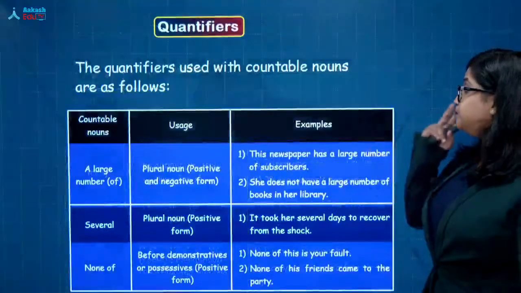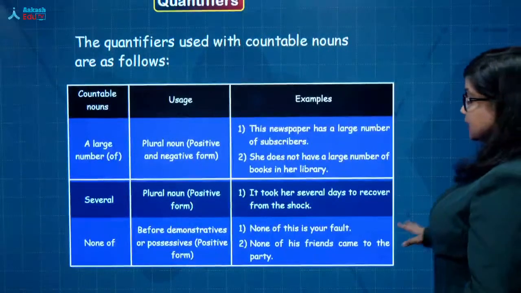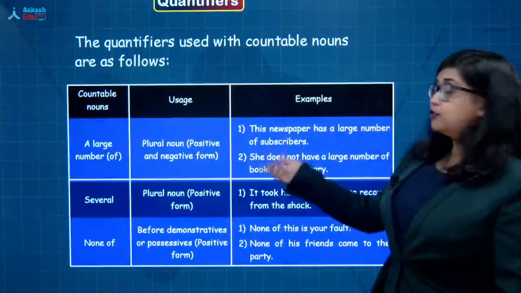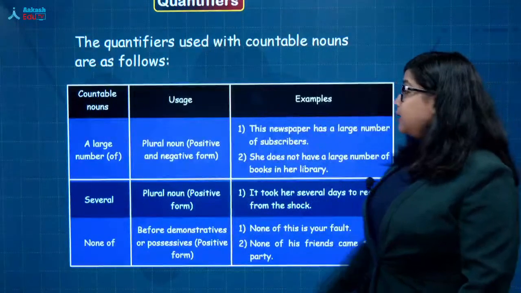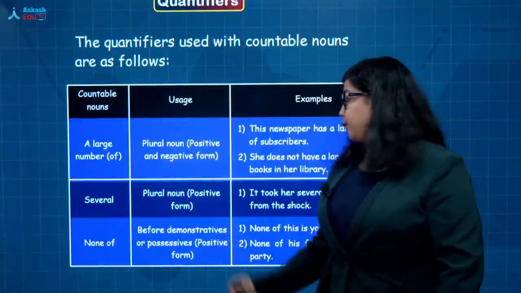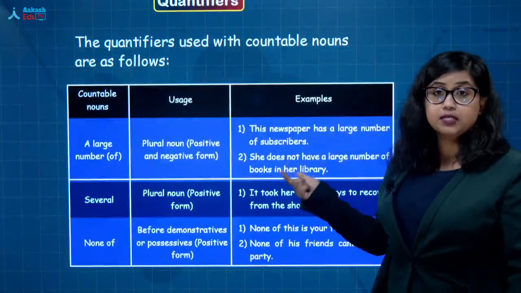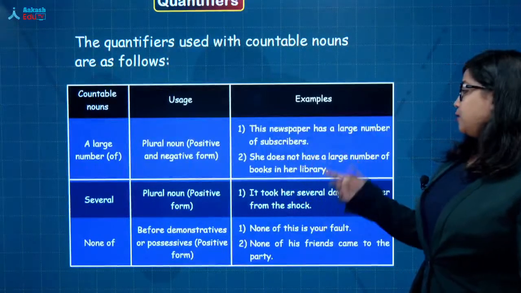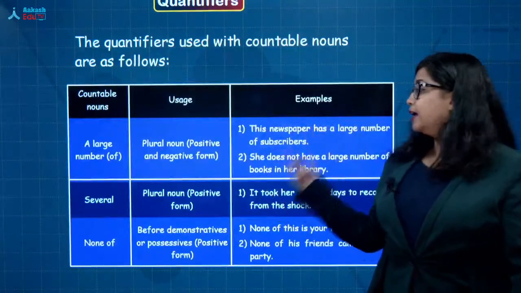Moving ahead to the next series of quantifiers. The first one is a large number of. As the word itself suggests, it's used with plural nouns, in positive and negative form. For example, this newspaper has a large number of subscribers. This is your positive sentence. Negative form: she does not have a large number of books in her library.